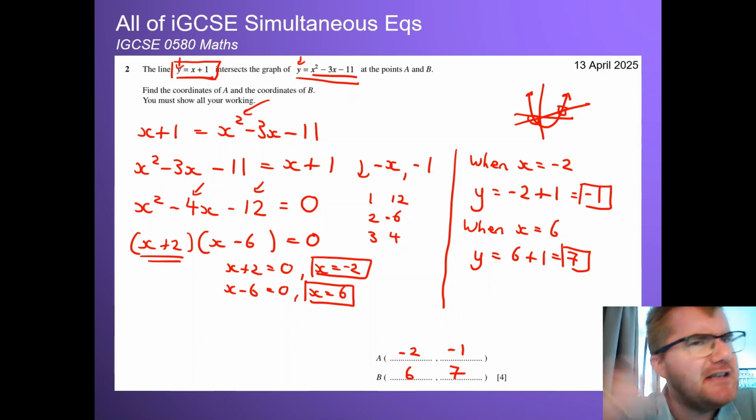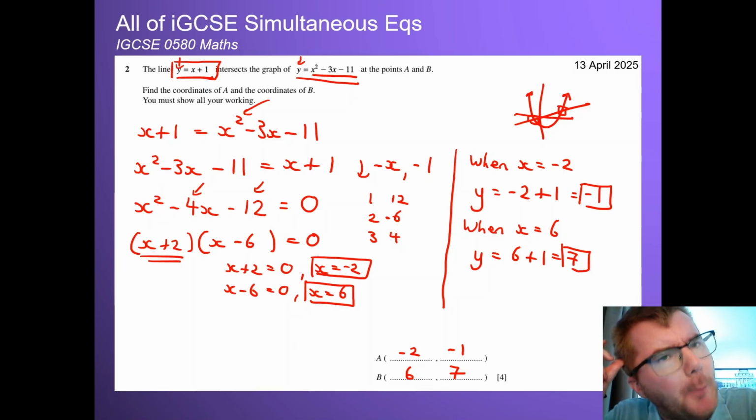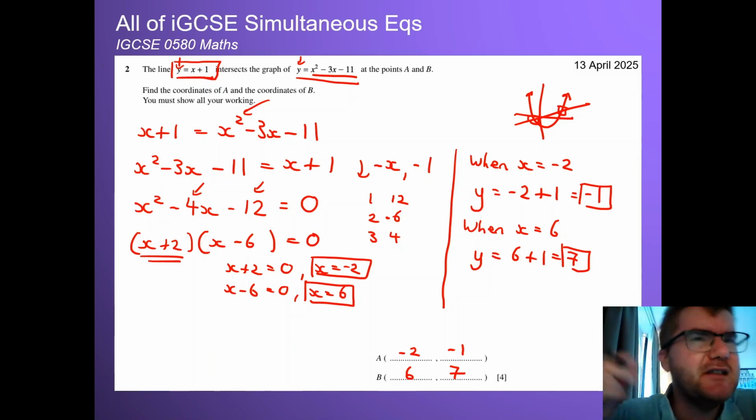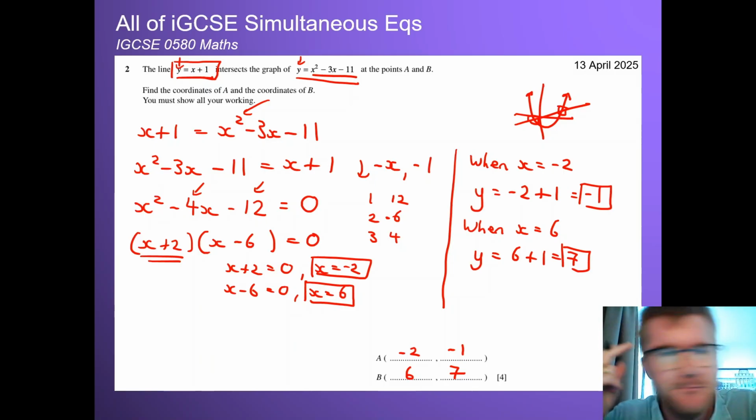I've realised actually by teaching last year that I say the phrase pop in quite a lot. Let me know in the comments if that is actually a thing that I say all the time.